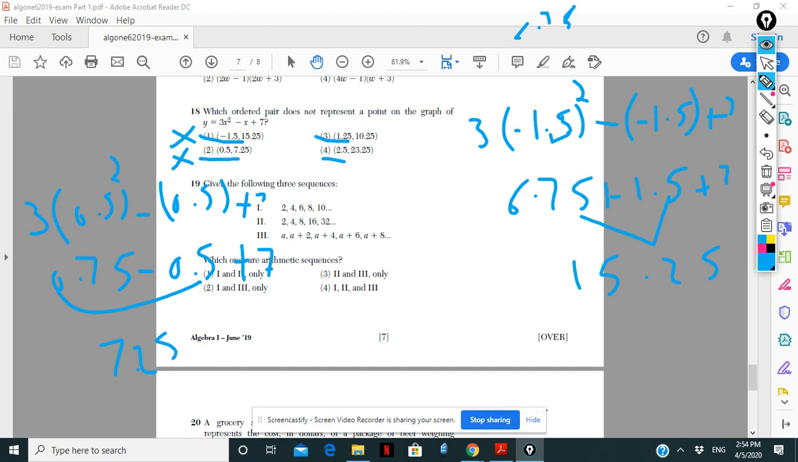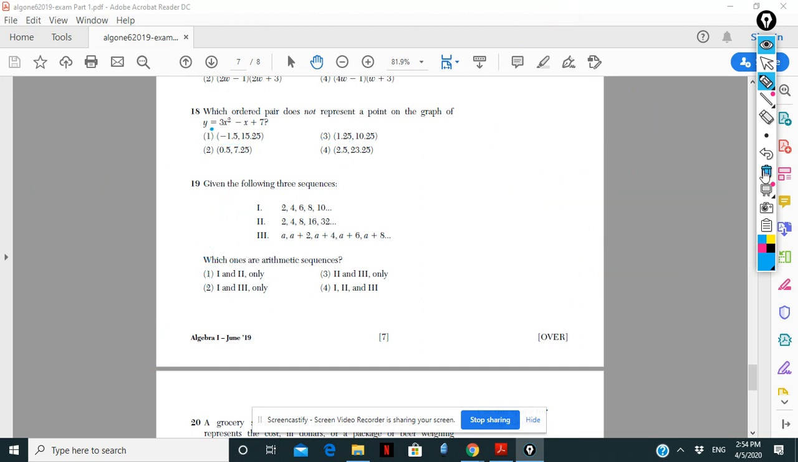Because I do it with mental math, I'm going to do number 3. 3 times 1.25 squared minus 1.25 plus 7. So 1.25 squared, let's use a calculator on that part.